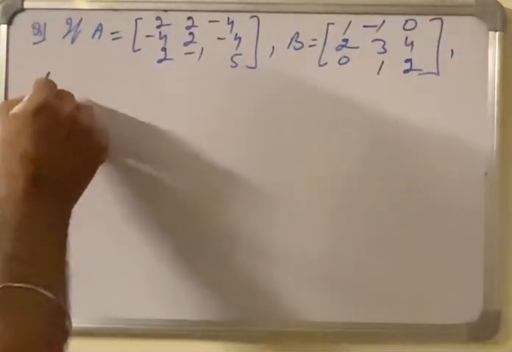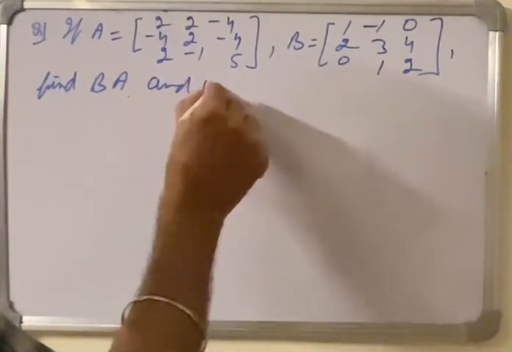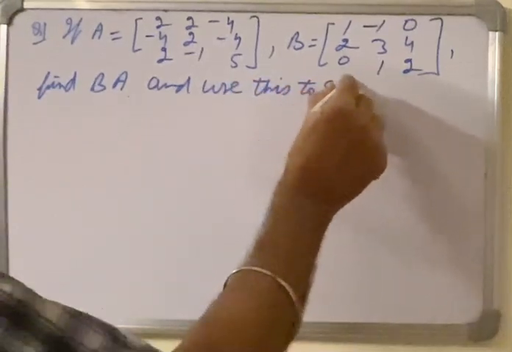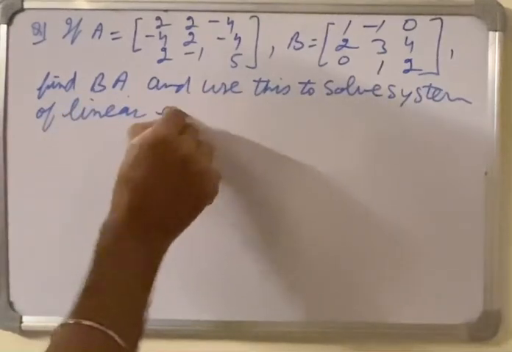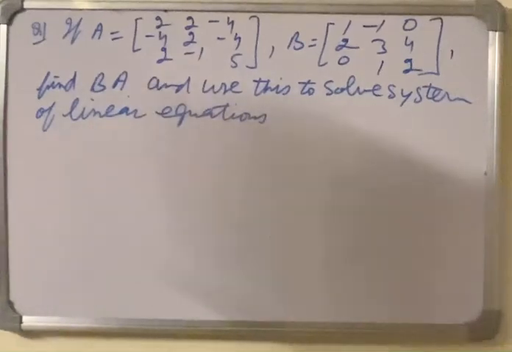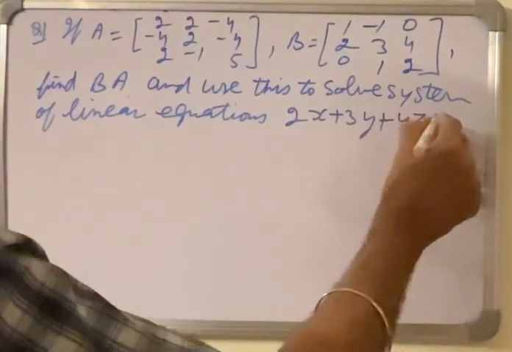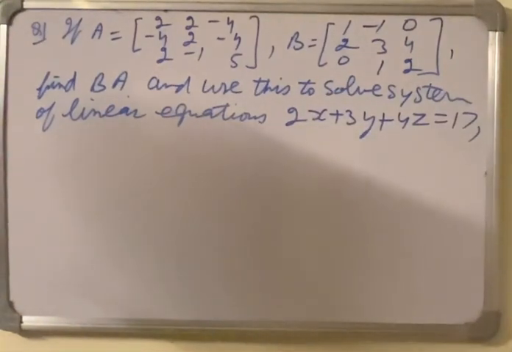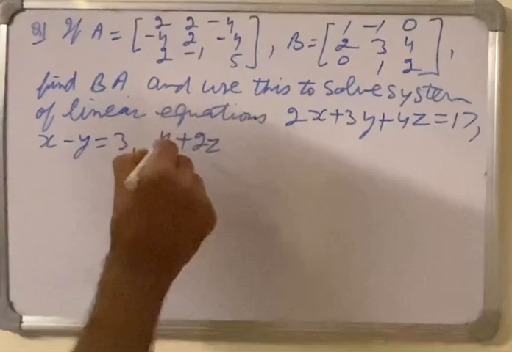Find the product BA and use this to solve the system of linear equations: 2x plus 3y plus 4z is equal to 17, x minus y is equal to 3, y plus 2z is equal to 7.